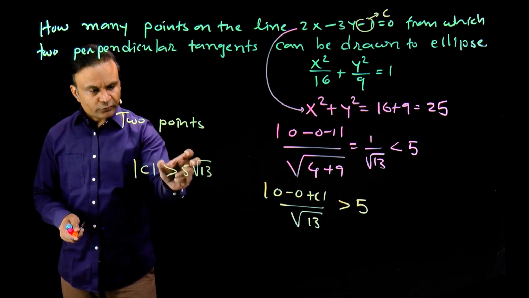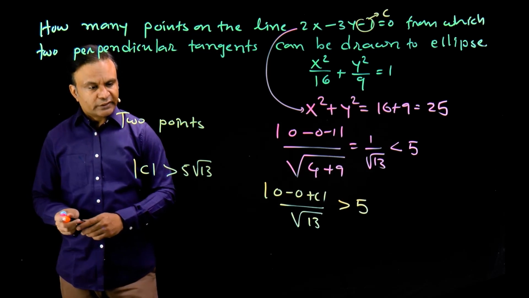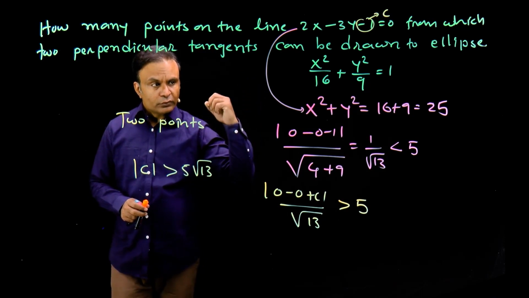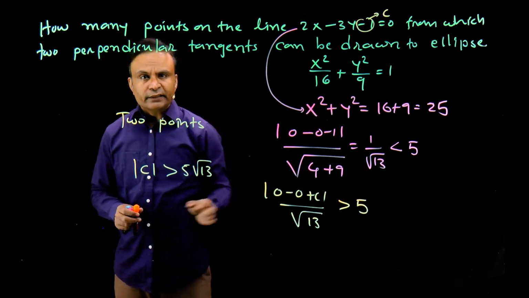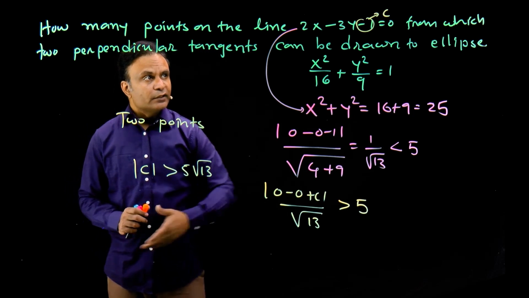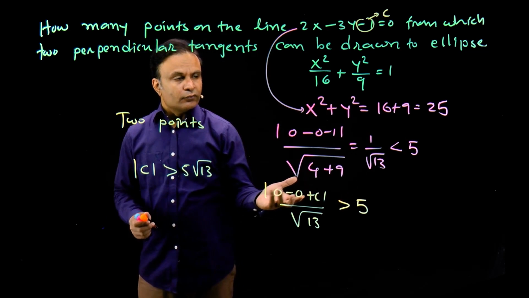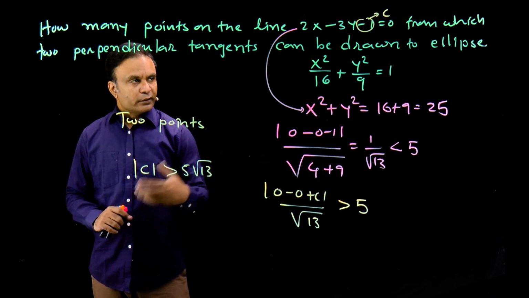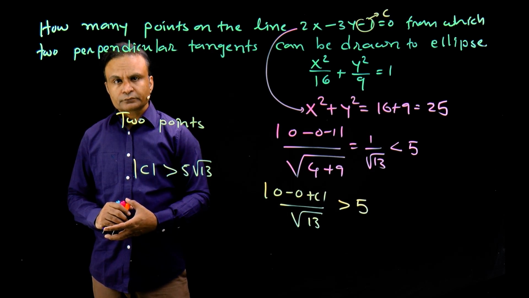अगर आप c का वैल्यू ये लेंगे, मॉड्यूलस ऑफ c ग्रेटर देन 5 रूट 13, तो लाइन जो है वो डायरेक्टर सर्कल को इंटरसेक्ट नहीं करेगी. The line won't meet the director circle. That means there is no point on this line from where we can draw two perpendicular tangents. Let's move to the next question.